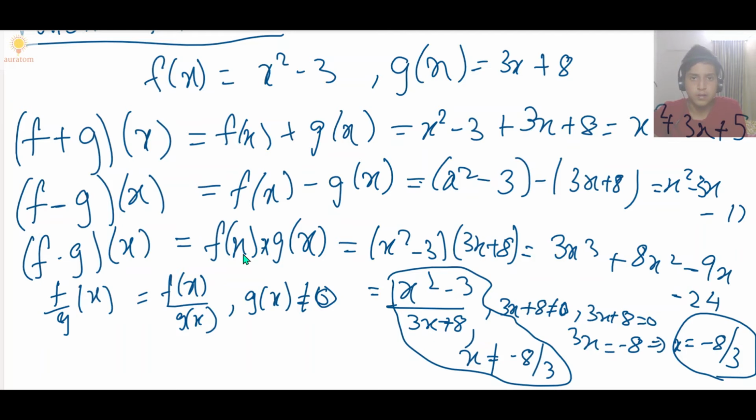And one important note that we should remember is that the domain of these combinations, f plus g of x, f minus g of x, f into g of x, f divided by g of x, is just going to be the intersection of the domains of this function and this function. So the domain of, let's say, f plus g of x is going to be the common part of the domain of f of x and g of x. That's an important note.